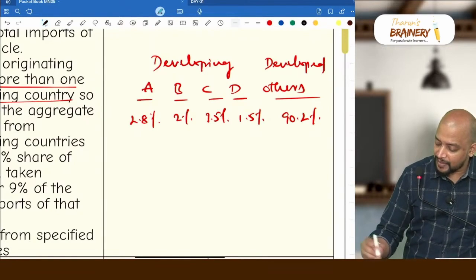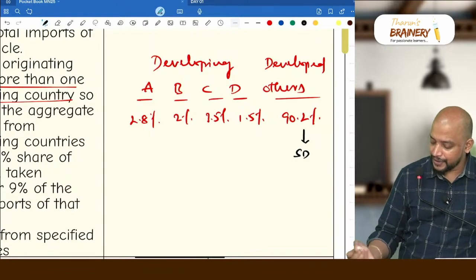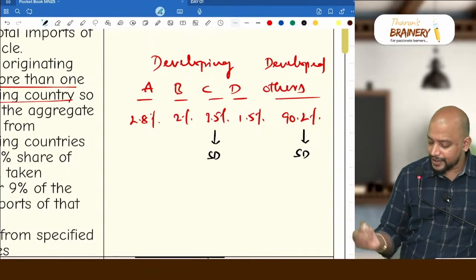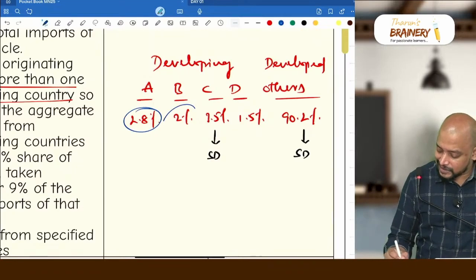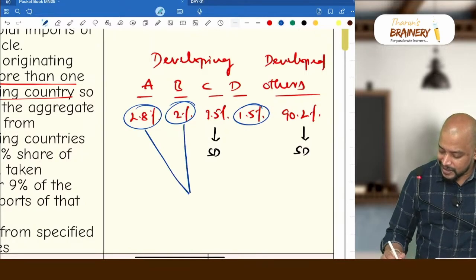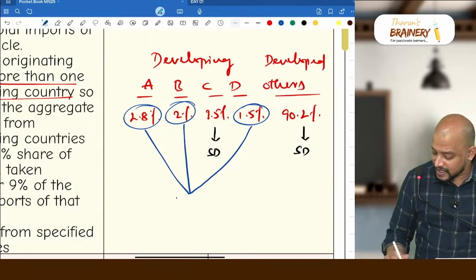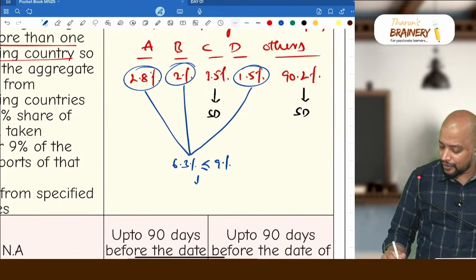Now tell me, in which case will there be safeguard duty? Definitely on import from others there is safeguard duty, correct? Safeguard duty will be applicable. Even on country C also safeguard duty will be applicable. Now you need to take these A, B and D together. What is this A, B and D together? A, B and D together is 6.3%, which does not exceed 9%. So therefore, safeguard duty or no safeguard duty?